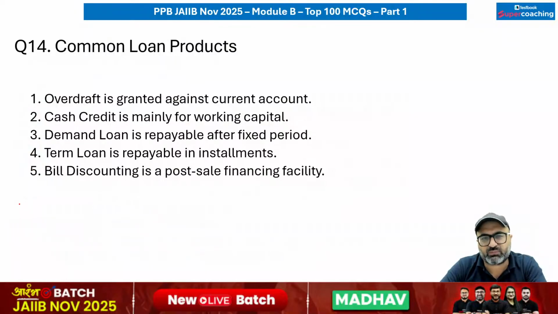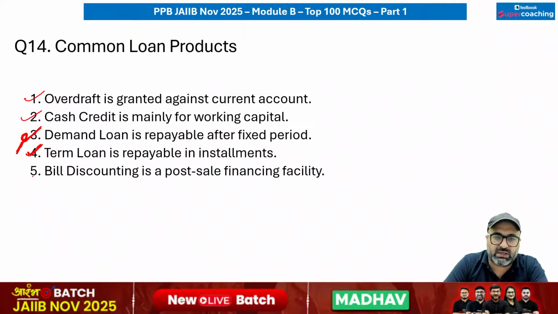Next, common loan products. First we have the overdraft is granted against current account. It can be granted against current account, no worries. Cash credit is mainly for the working capital, obviously. Demand loan is repayable after... नहीं सर, demand loan का मतलब ये है that it will be paid back on the demand of the lender. जब demand करेगा lender तो within a 72 hours window borrower will pay back. Term loan is repayable in installments. That is true. Term loan जो है that will be repaid in installments.